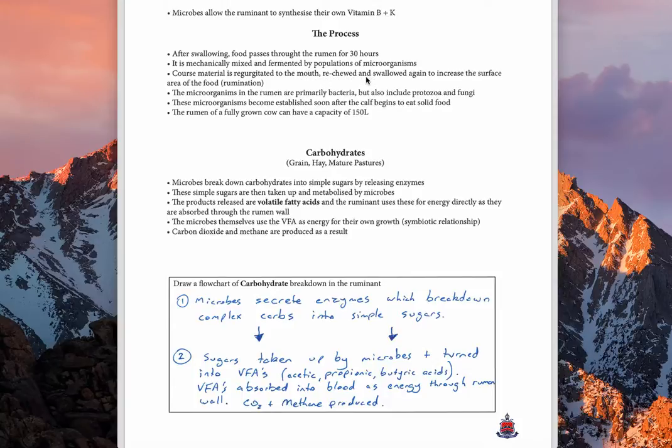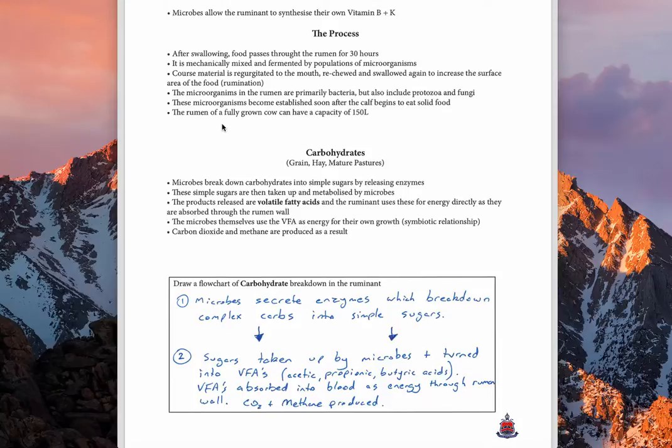It's re-chewed and swallowed again to increase the surface area of the food, and it's called rumination, or chewing of the cud. The microorganisms such as the bacteria, protozoa, and fungi are, in number or volume, number one bacteria, and then also fungi and protozoa. These microorganisms become established soon after the calf begins to eat solid food. Obviously when the calf is born, it's drinking milk, and it doesn't need to be able to digest roughage and grass early on. But once it starts eating solid food, the microorganisms build up in its rumen and reticulum, and allow it to digest the cellulose, etc.